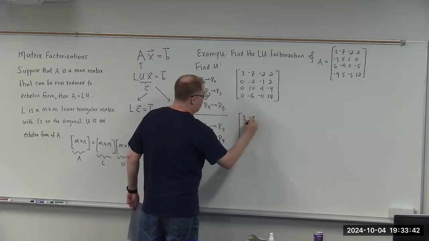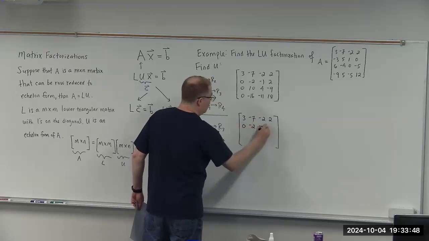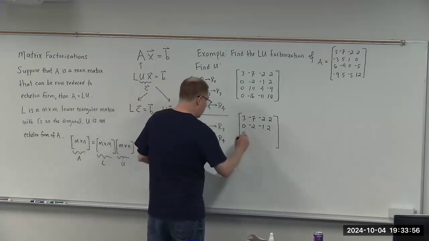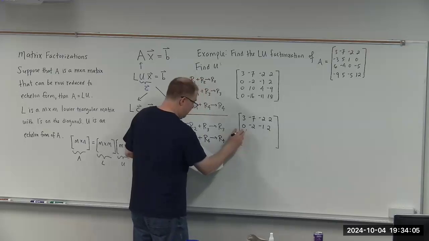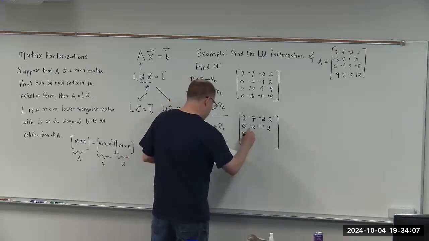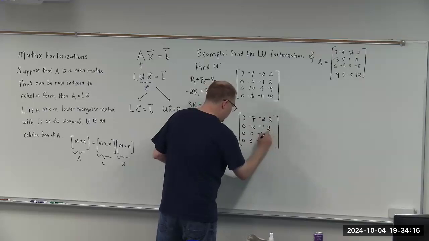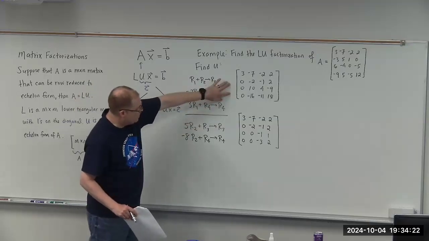The first row is not going to change, obviously. The second row will not change. For the third row, I'm sorry, that's going to be 0. So 0, 0, minus 1, 1, and then 0, 0, minus 3, and 2. So we get this result after applying these two row operations to this matrix.